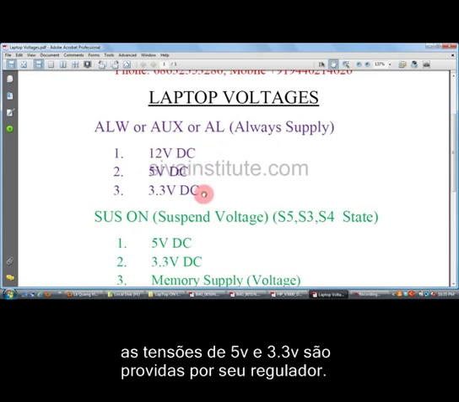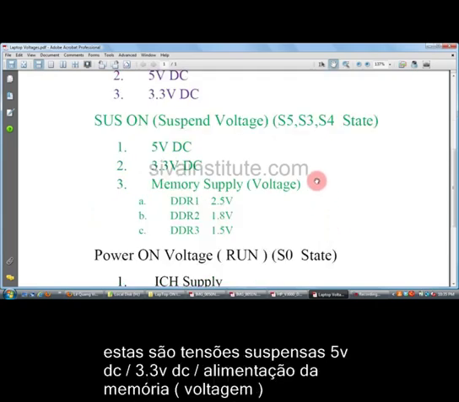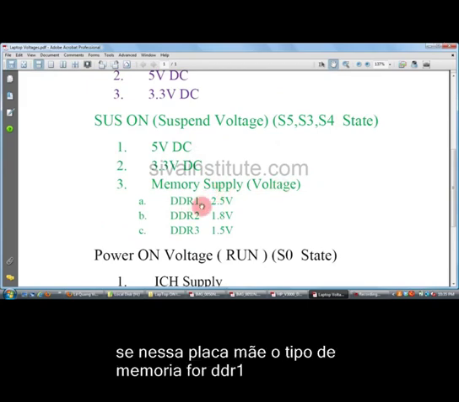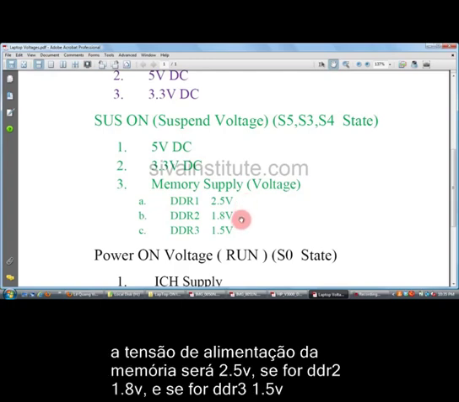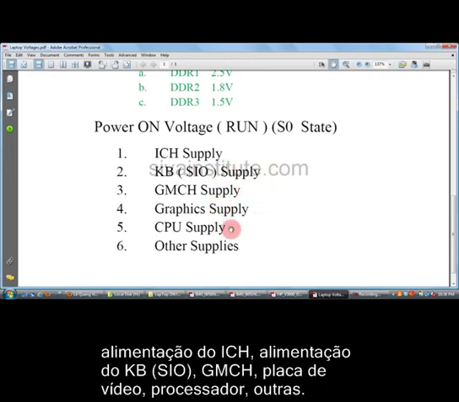These two voltages come out from the 5 volts and 3.3 volts regulator IC. Then the suspend voltages, S5, S3, S4 states. This is suspend voltage: 5 volts, 3.3 volts and memory supply. If the motherboard uses DDR1, that voltage is 2.5 volts, DDR2 1.8 volts, DDR3 1.5 volts. Run power, S0 state: power-on voltages, ICH supply, SIO supply, GMCH supply, graphics supply, CPU supply, other supplies.